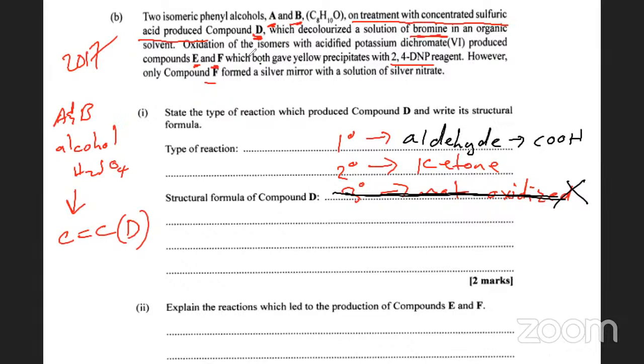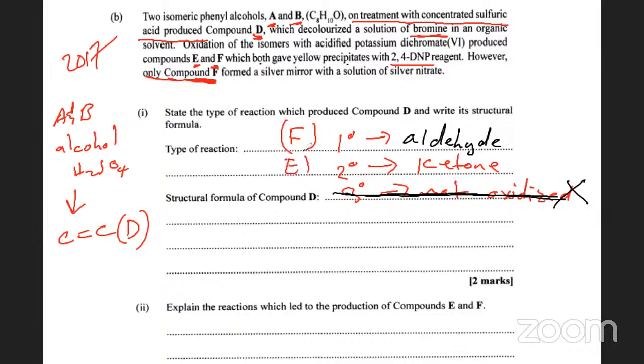Now it says that, which gave yellow precipitate with 2,4-DNP. The fact that both of them give a precipitate with 2,4-DNP means that we do not have carboxylic acid. 2,4-DNP is a reagent for carbonyl compounds, aldehydes and ketones. All right? So we know that both of them, E and F, must be a carbonyl compound. Then it says, however, compound F formed a silver mirror with a solution of silver nitrate. Only compound F formed a silver mirror. That tells me compound F is an aldehyde. So compound F is an aldehyde.